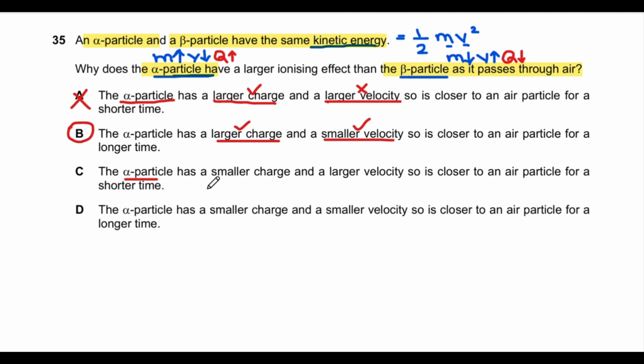Talking about option C, alpha particles have smaller charge. No, it's wrong. And again, it's saying alpha particles have smaller charge. No. So B is the correct option.